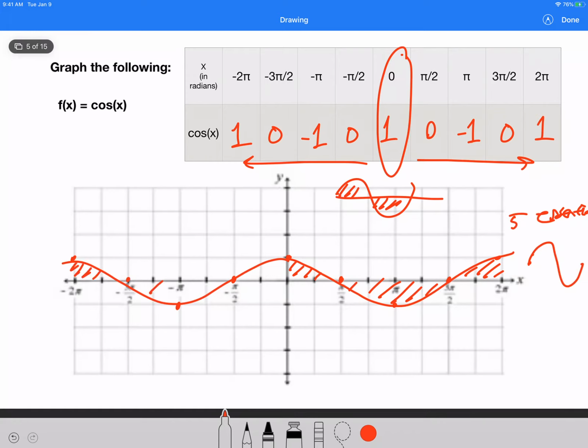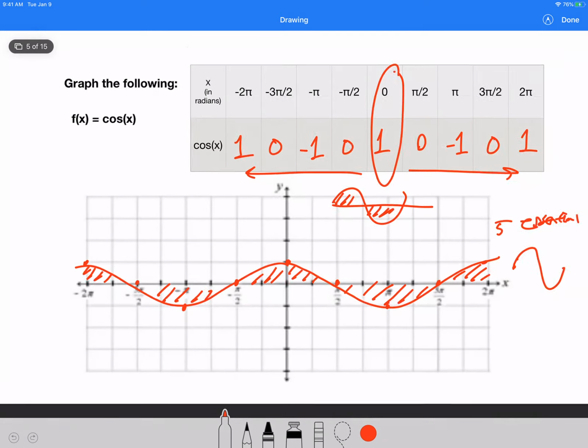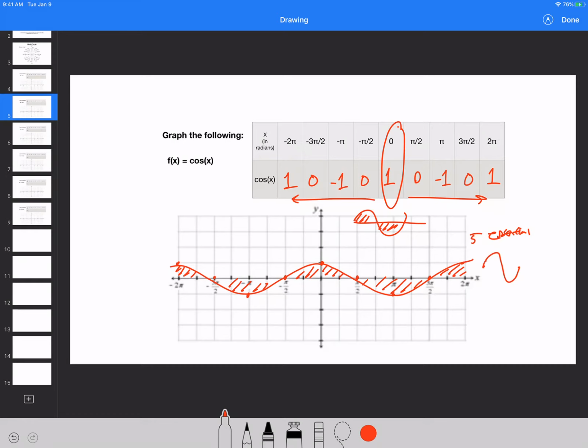So that would be your cosine. You don't have to shade it in like the way I did it. That's not necessary. I just did that to indicate the full wave that contains one uphill, one downhill. All right, next slide.